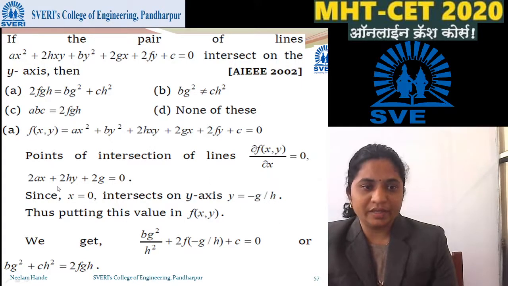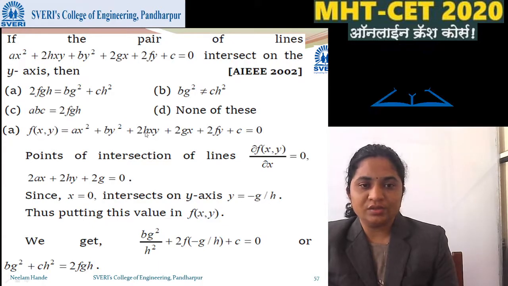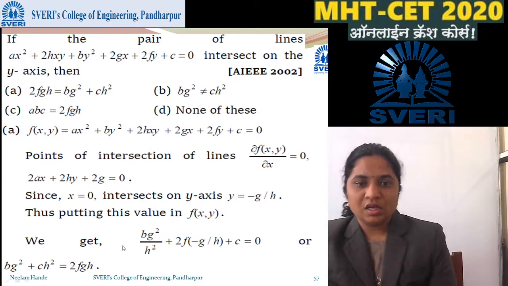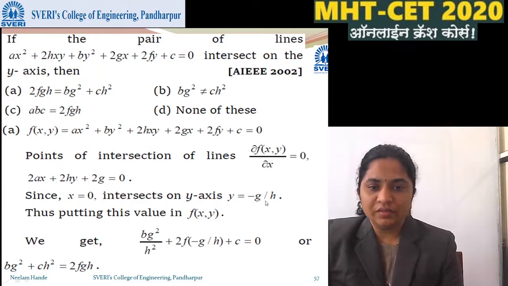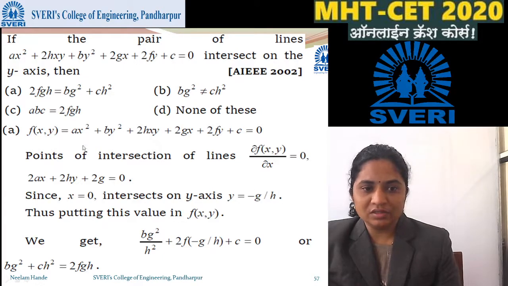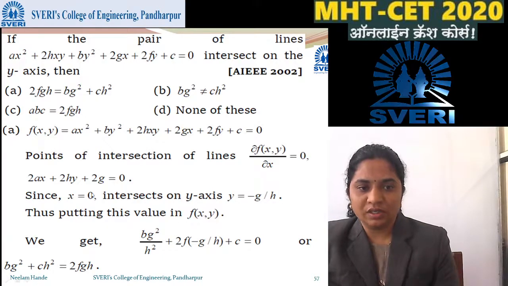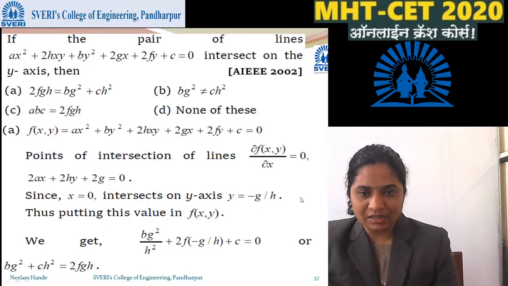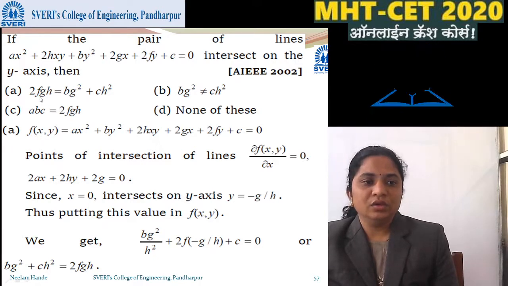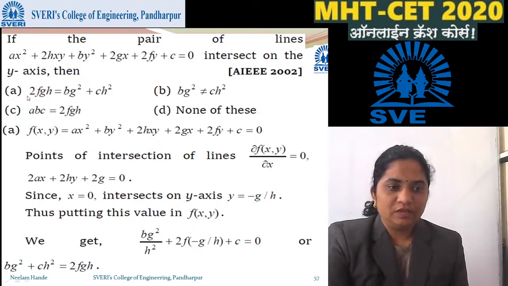First of all, we have to find the derivative here with respect to x: 2ax plus 2hy plus 2g is equal to 0. With x is 0 substituted here, we get this condition. And by substituting this value again in this equation, we get x is 0 and y is minus g by h. Solving it, we get this equation. The option is A, correct.